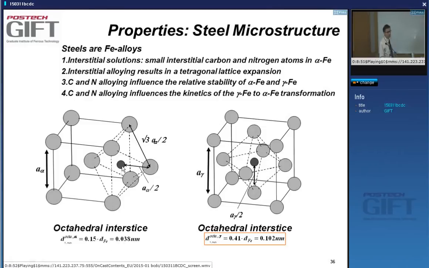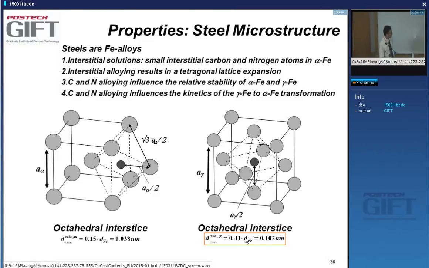Now, the reason why they look very big here is because I've made these atoms smaller so you can see the structure. That's not the real size of the iron atoms. The iron atoms are very big, and they kind of touch each other. I just made them smaller so you can see the crystal structure. So very small diameter is available. This is for BCC.